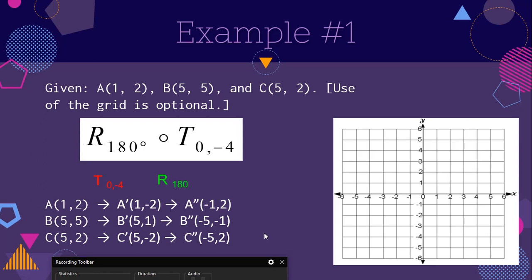Without graphing this, it's difficult to tell how we could have gone from ABC to the double primes in one simple step.